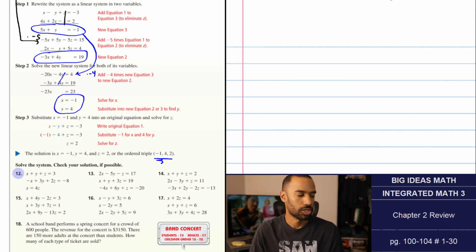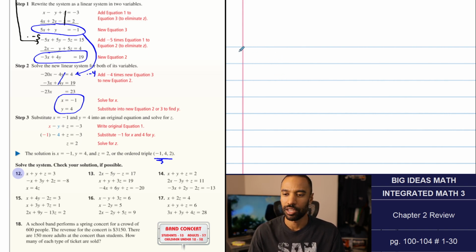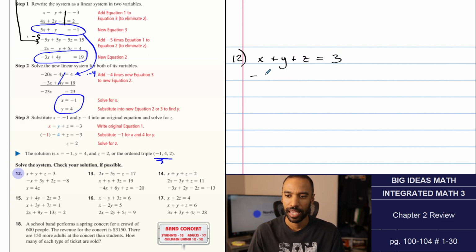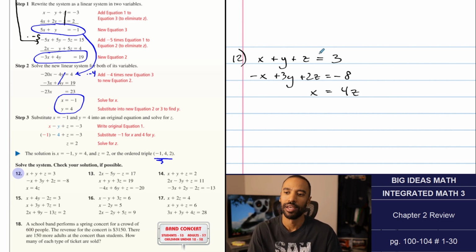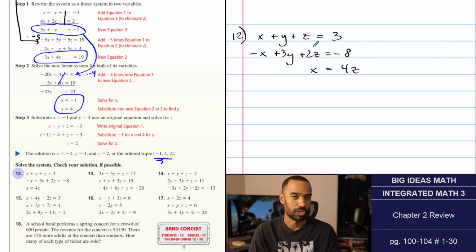All right, let's start with number 12 in solving the system and checking your solution if possible. Number 12 has x plus y plus z equals 3, negative x plus 3y plus 2z equals negative 8, and x equals 4z. Now, with the nature of this problem, the way that it's already written to start with, I'm more attuned to probably using the substitution method here.